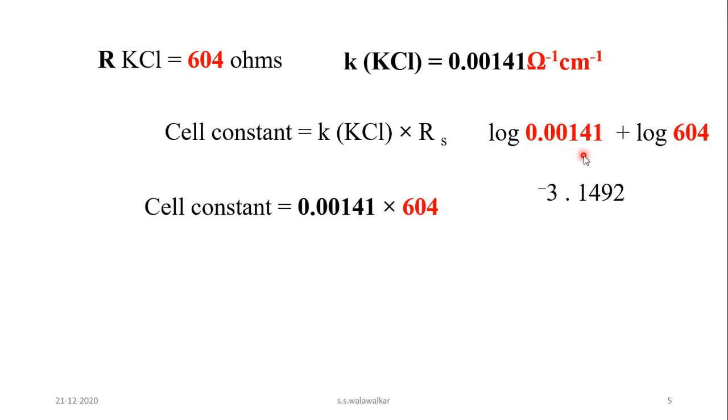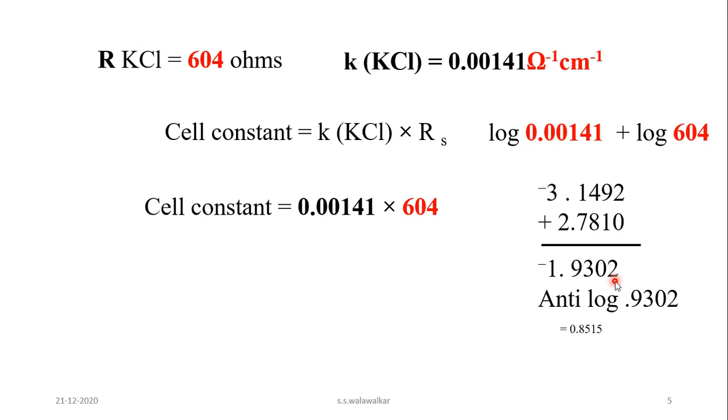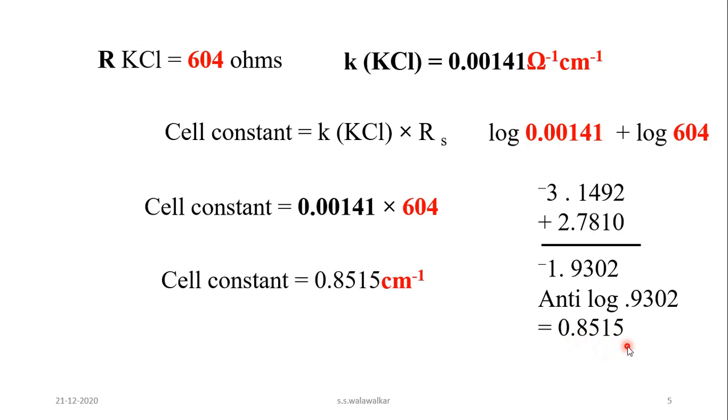0.00141 is bar 3.1492 and plus log of 604 is 2.7810. So if you add these two, then you will get what? Bar 1.9302. So antilog of 0.9302 is 8515. As here the characteristic is bar 1, you have to write this decimal point here, and therefore 0.8515 is your answer. So cell constant is equal to 0.8515, unit is centimeter inverse.